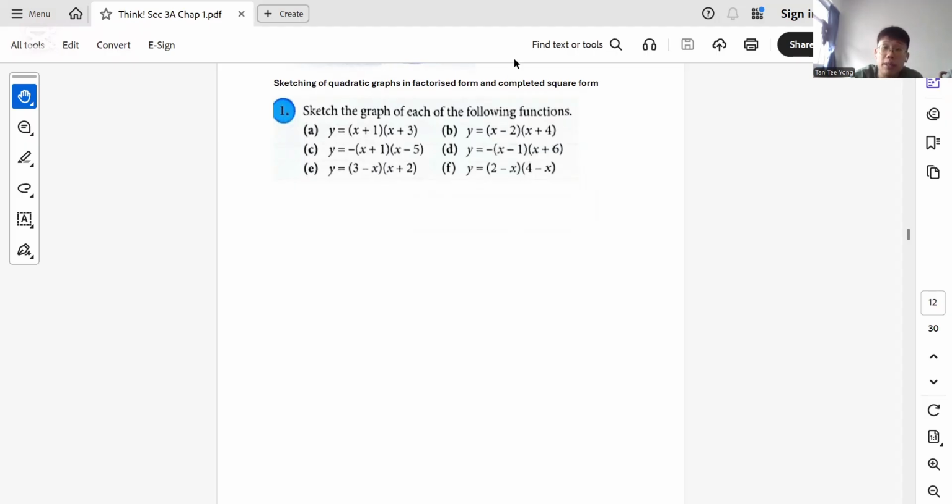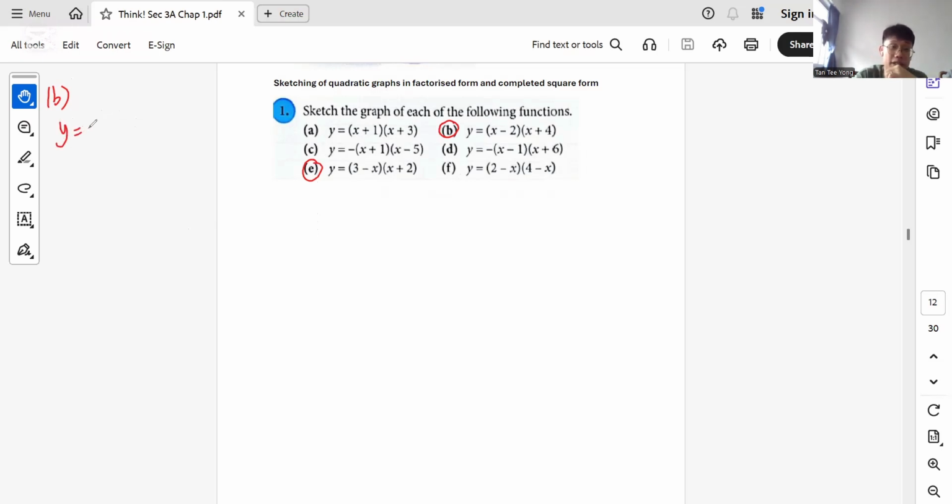So we will be mainly doing part A, maybe part B and part E. Okay, so let's start with part B first. So for 1B, basically, there are a few things you need to find out before you can actually sketch a graph, right? So the first thing you need to find out is actually your x-intercept. Or maybe no, that's not the first. The first should be whether it is a smiley face graph or a sad face graph, right?